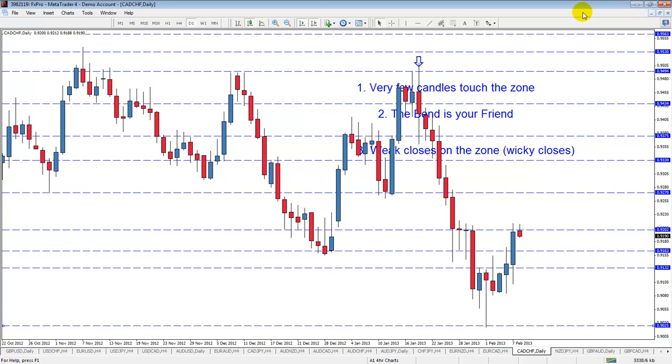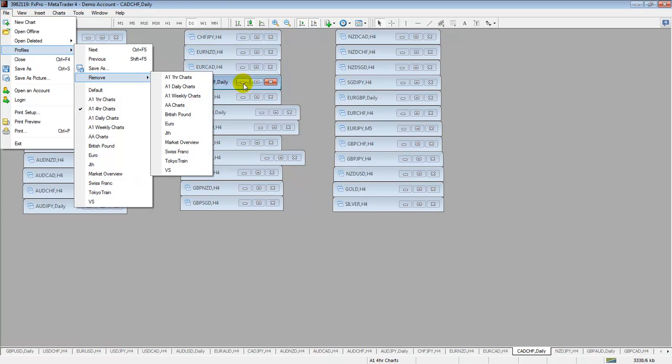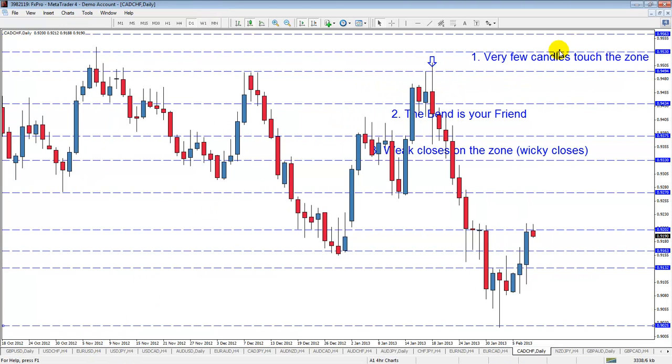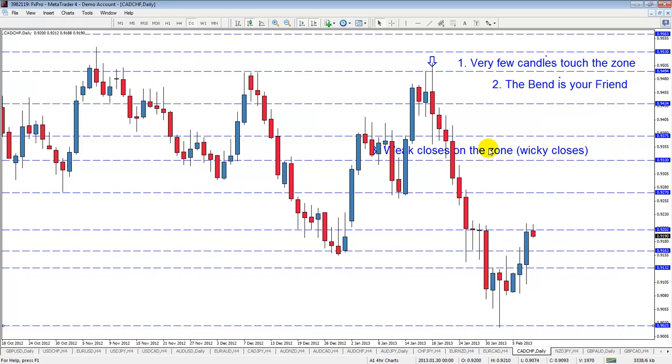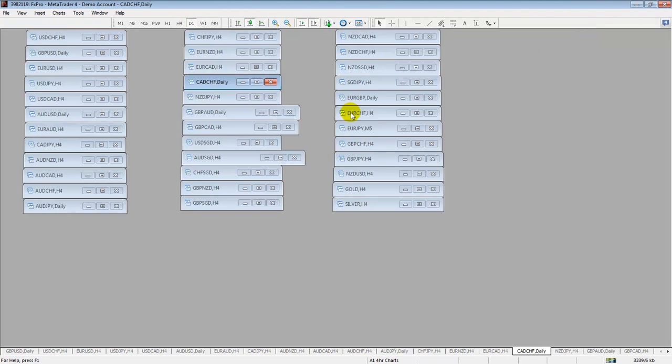I want to keep it in context of today's webinar, which is the reversal. So I just want to really quickly go over our rules for reversals. We see a few candles touching the zone. We see a bend on the line chart. And we see wicky closes. The last thing that we want to do is see the market make a new low or a new high. And let me show you, we'll use your examples, Felix.